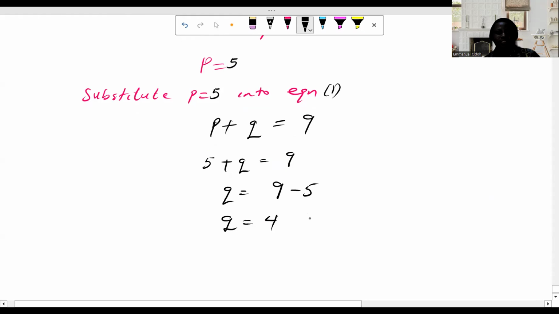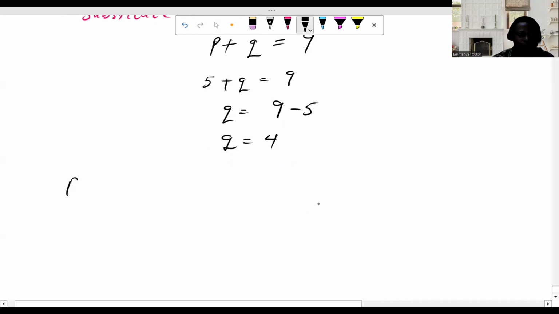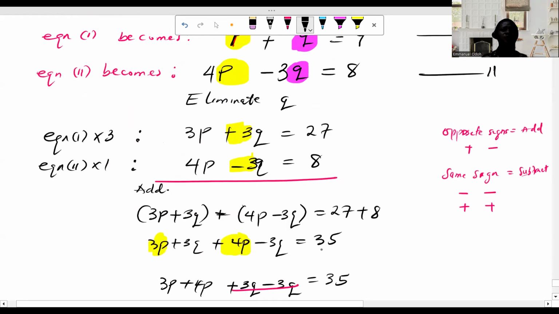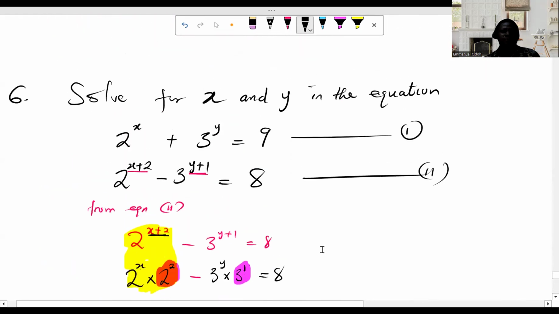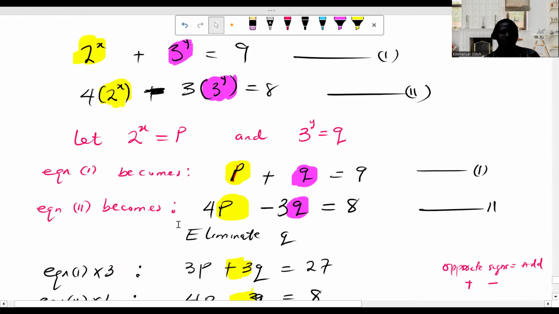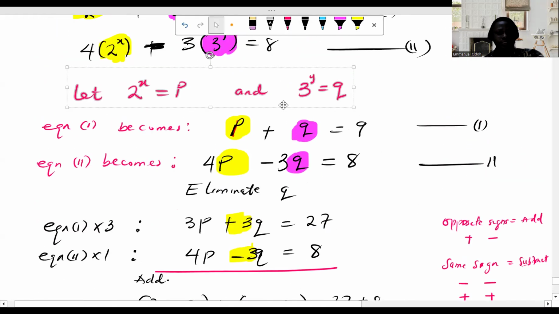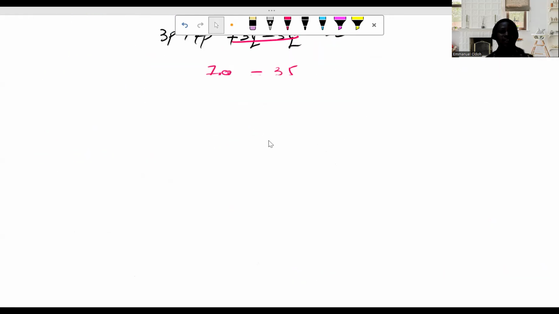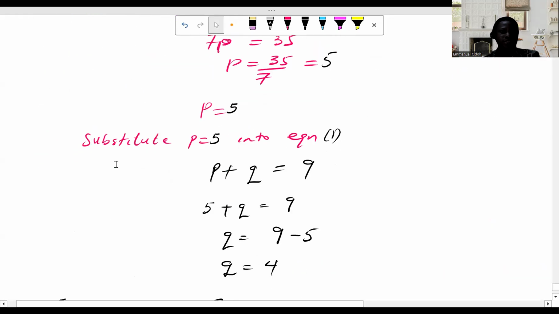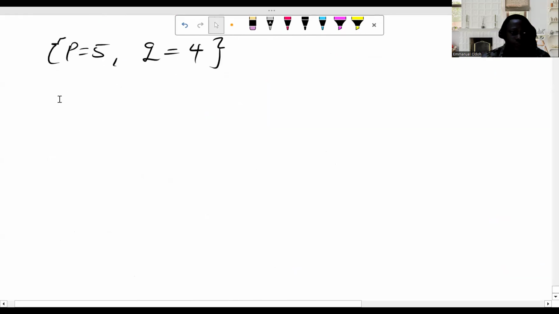So we have that p is 5 and q is 4. But we've not finished solving the equation. We have to get the value of x. So we have to go back to what we stated here. Let p equal 2 to the power of x. I'm copying what we stated earlier, bringing it back here so that I can use it.